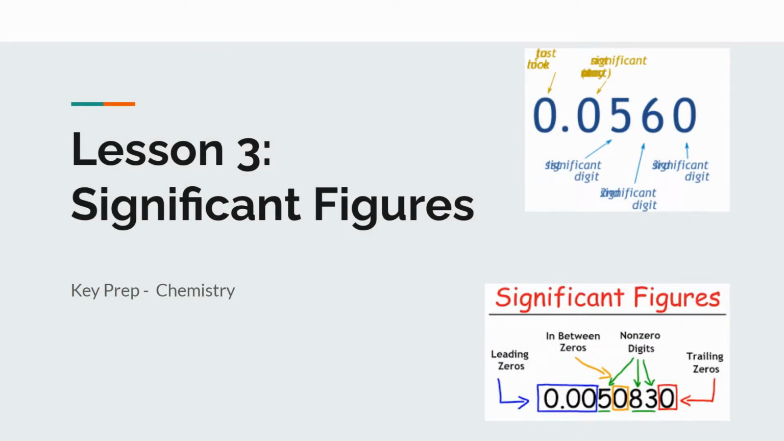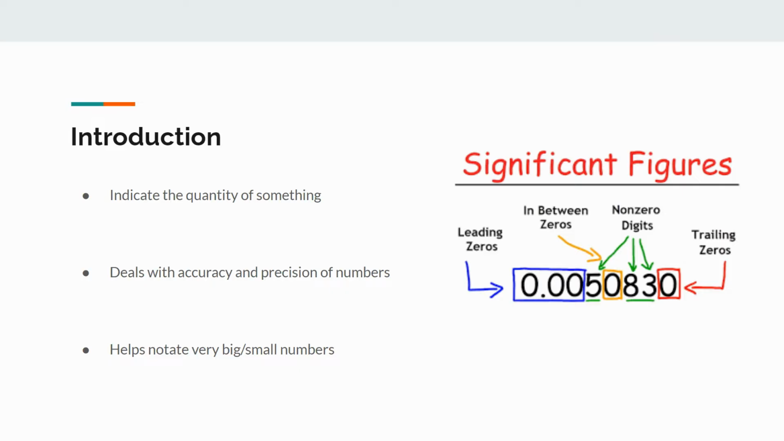Today we will be going over significant figures. So to begin with, what are significant figures? Significant figures are essential in chemistry as they are used to indicate the quantity of something. They are used in mathematical calculations and deal with the accuracy and precision of numbers. They also help notate very big and small numbers so they are easier to read and see. In chemistry, it is important to estimate uncertainty in the final result, which is why significant figures are so important.